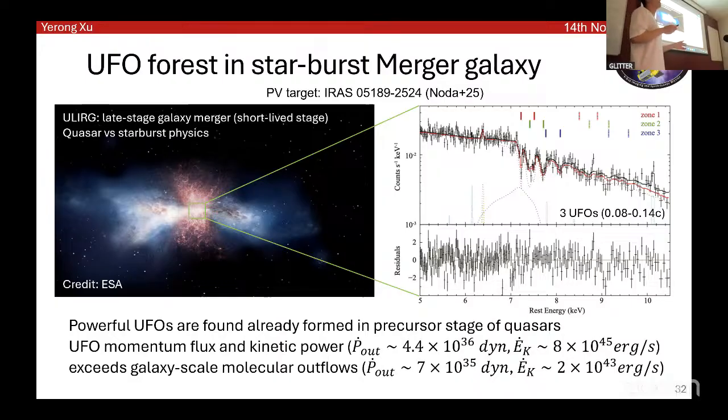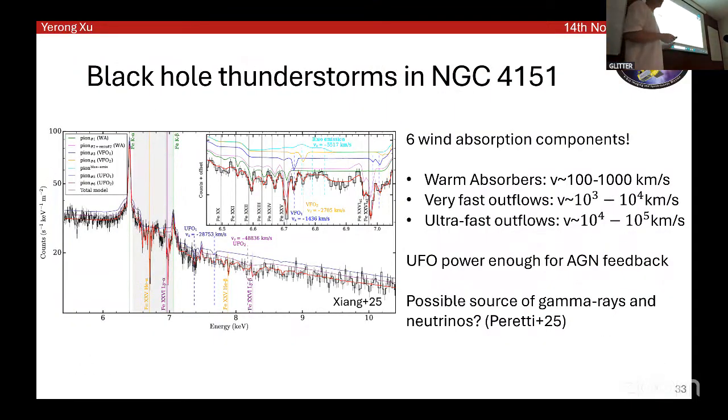So now the question is no longer whether UFOs are powerful enough to drive the AGN feedback, but rather how their energy could be transferred and dissipated during the propagation. The last slide before the conclusion is about the black hole Southern Star in NGC 4151.